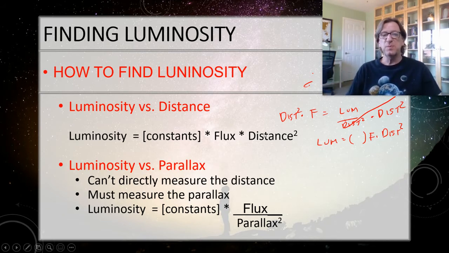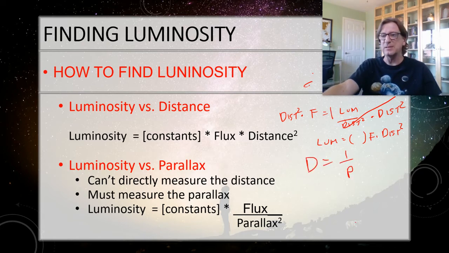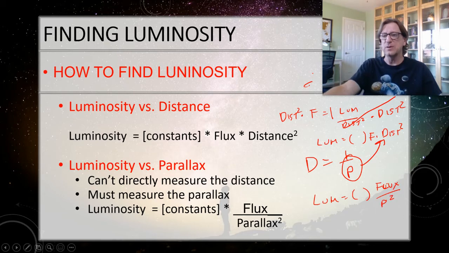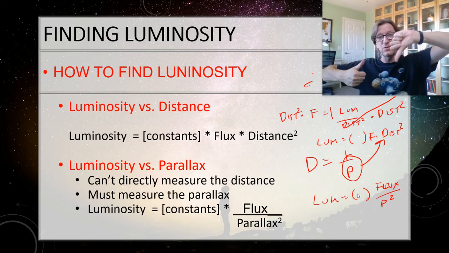So this could be a good equation for finding the luminosity from the flux and the distance. But the thing is that I can't measure the distance directly, right? So it would be faster if I just put this in terms of parallax. But you guys know that the distance is equal to 1 divided by the parallax. So I'm going to take this 1 divided by parallax and put it in here for the distance. And so when I do that, I get that the luminosity is equal to some constants times the flux divided by the parallax squared. So that's my formula. As the flux goes up, the luminosity goes up. As the parallax goes up, though, the luminosity of the star goes down.